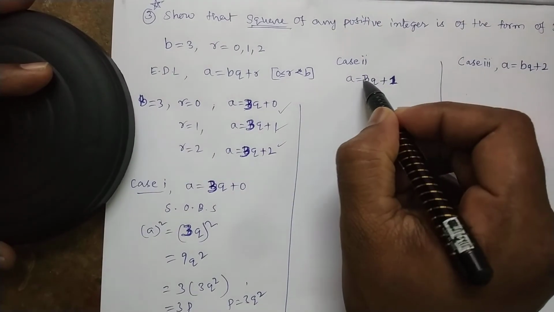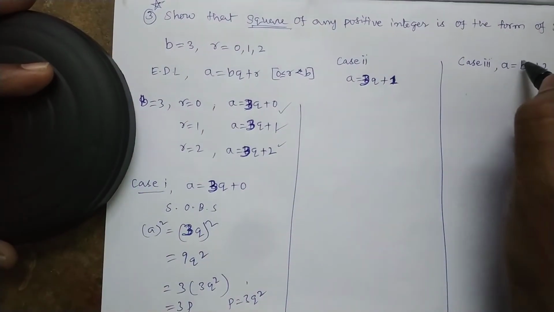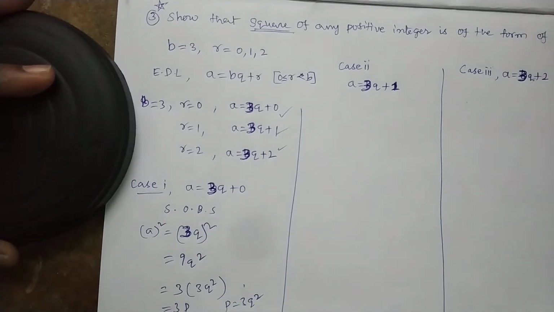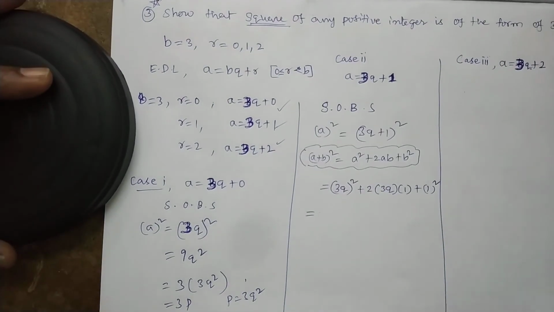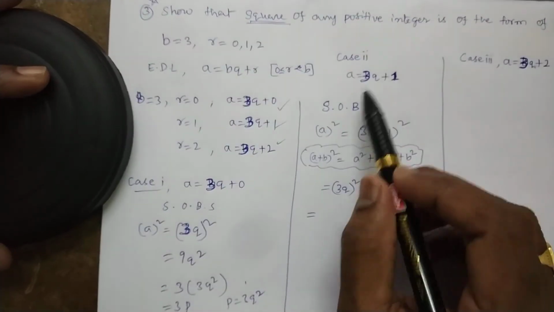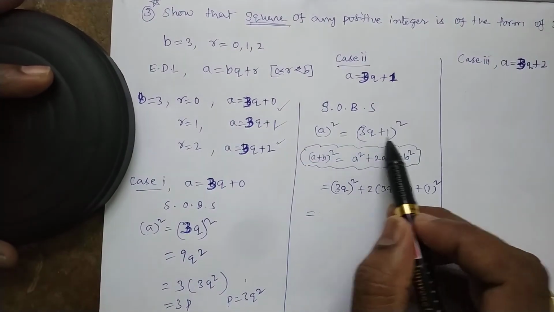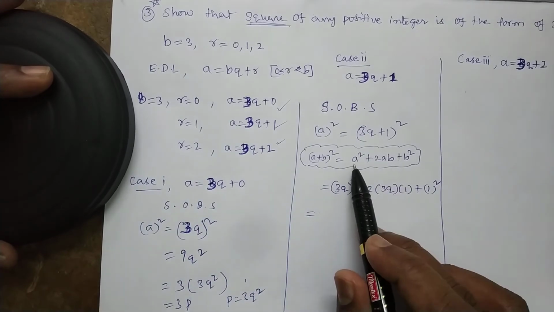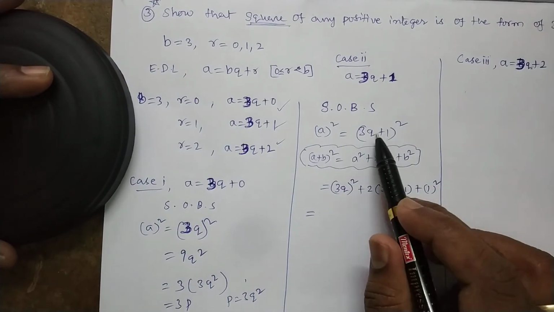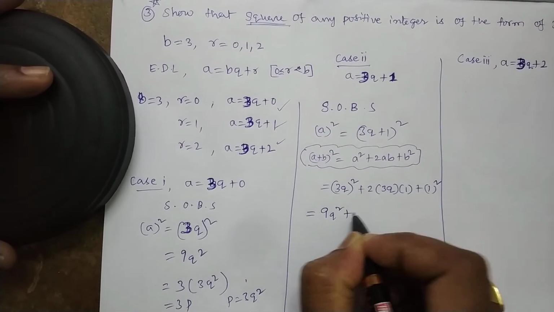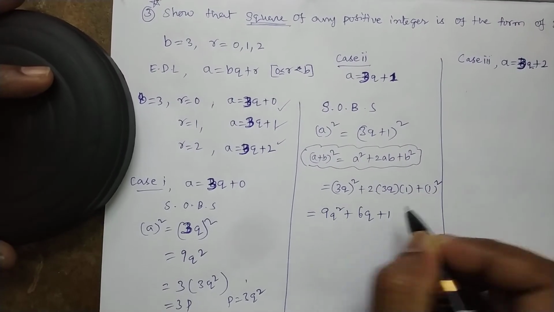Similarly, let us take the second case, that is 3q plus 1. Third case, 3q plus 2. We have to apply squaring on both sides. Now I am doing that. I have taken case 2, that means the second number. a is equal to 3q plus 1 whole square. So I have expanded a plus b whole square because it is a binomial. So 3q square equal to 9q square, 2 times 3 is 6q, plus 1, 1 square equal to 1.